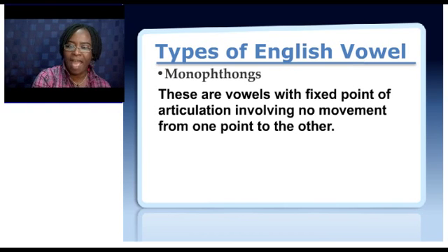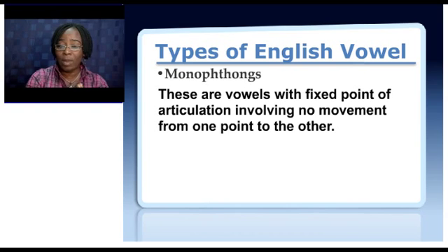Monophthongs are also referred to as pure vowels. Examples of monophthongs are u and e, as we have in the words put and pets. There are 12 of them used in the English language.